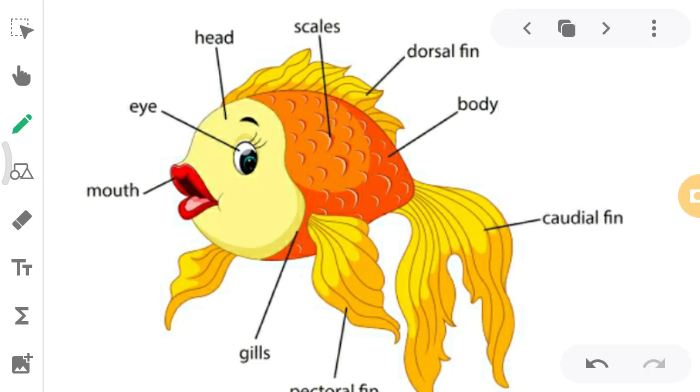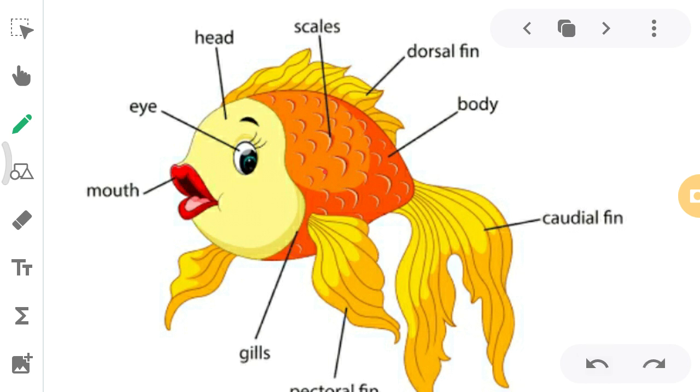Also, fishes have slippery scales. See, they have slippery scales. So what is the function of these scales? Scales protect the fish and also help in easy movement through the water.